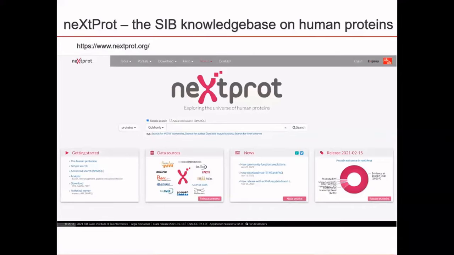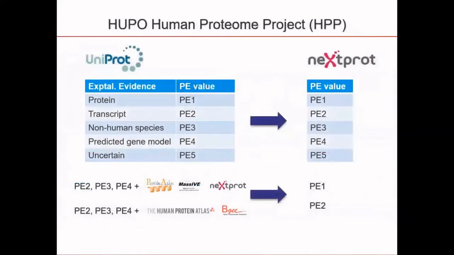So what do we know about the human proteome? Well, let's consider the Human Proteomics Organization, which launched the Human Proteome Project 10 years ago or 11 years ago. And their aim was to get evidence from mass spectrometry for the presence of as many as possible of the 20,000 protein coding genes that humans have.